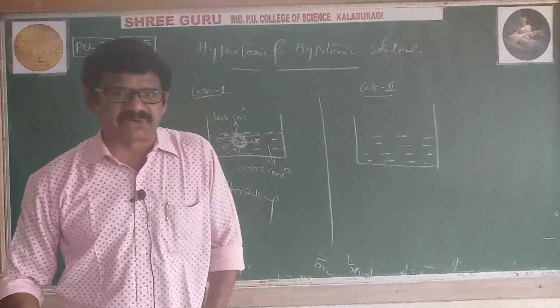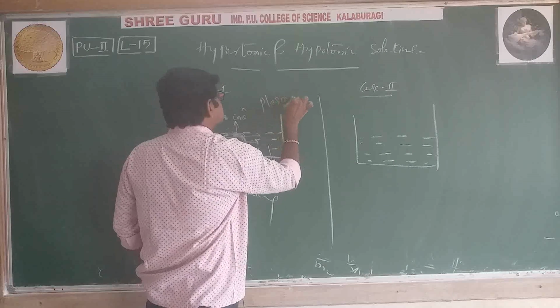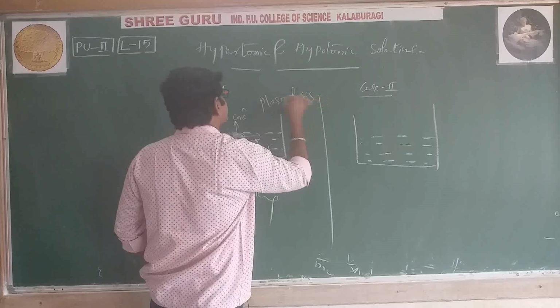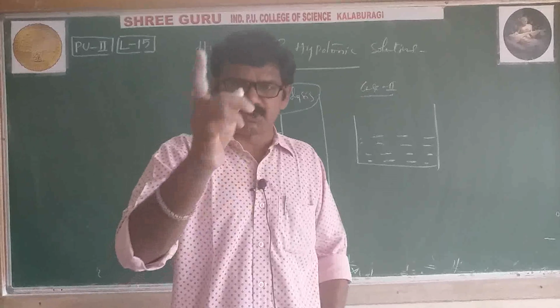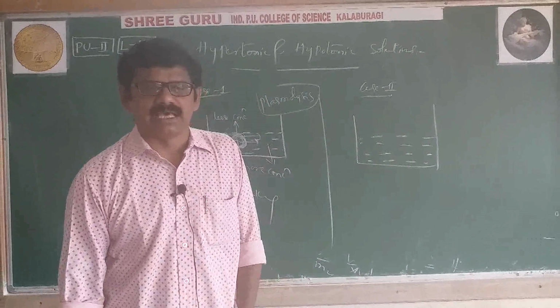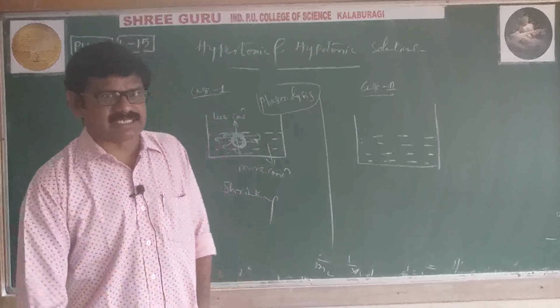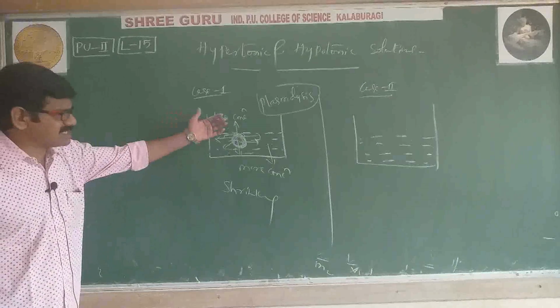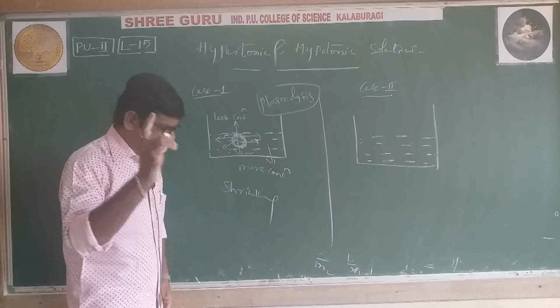This phenomenon is particularly called plasmolysis. Plasmolysis is also part of the osmosis phenomenon only. In plasmolysis, whatever cell we are using, the cell becomes shrunken.